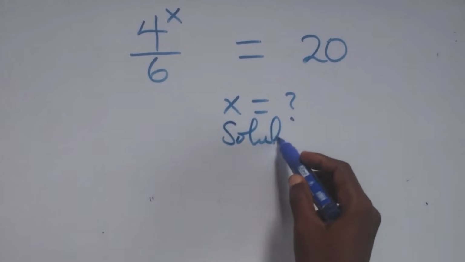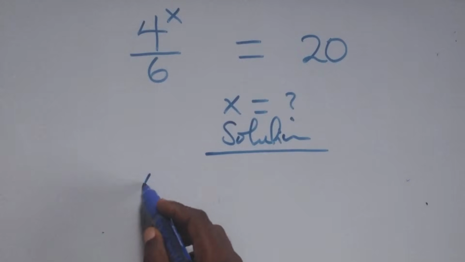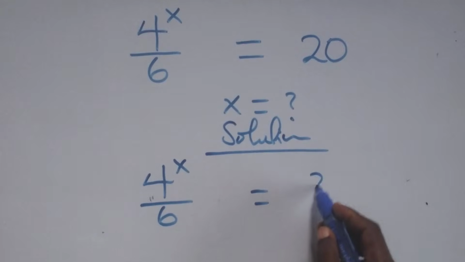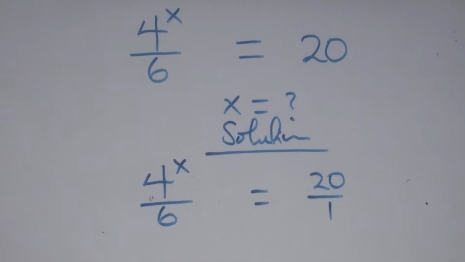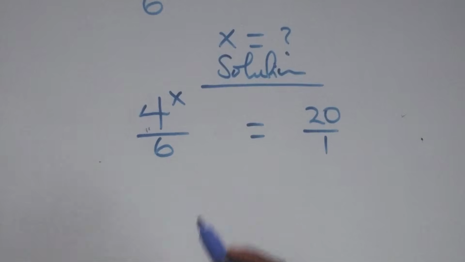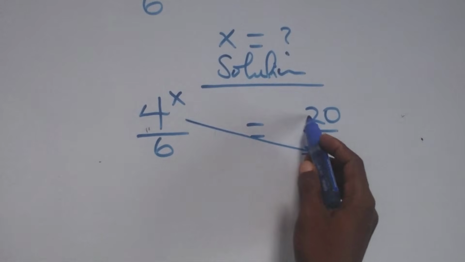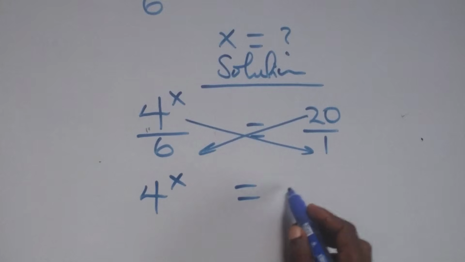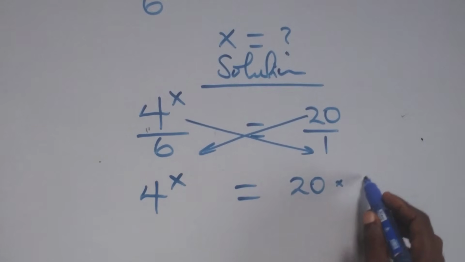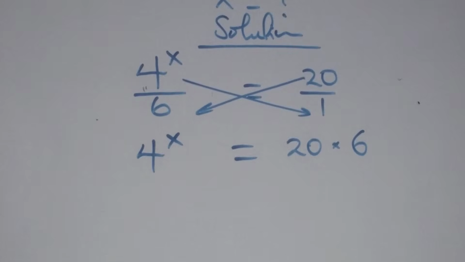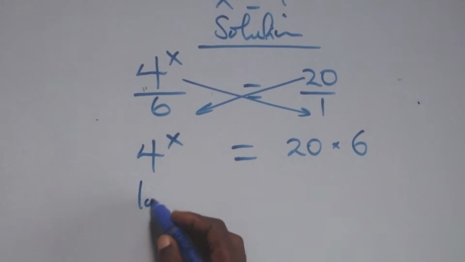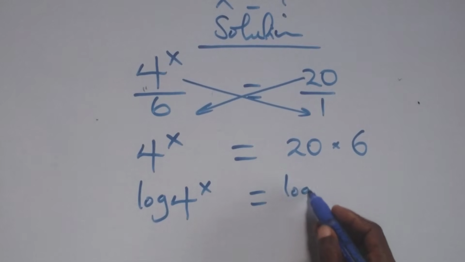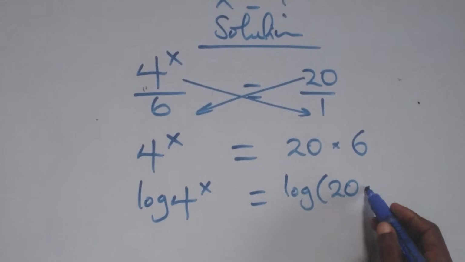Solution from here. We can write what we have here as 4 raised to power x over 6 equals 20, which is the same thing as 20 over 1. Then, next step, we cross multiply: 4 raised to power x times 1, also 20 times 6. So we have 4 raised to power x equals 20 times 6. Then next step, take the log on both sides. Here we have log 4 raised to power x equals log 20 times 6.